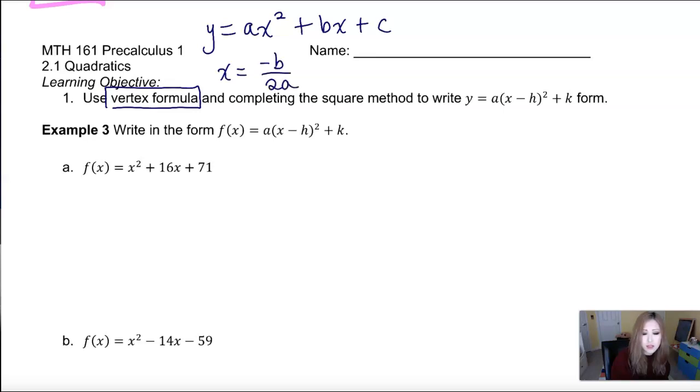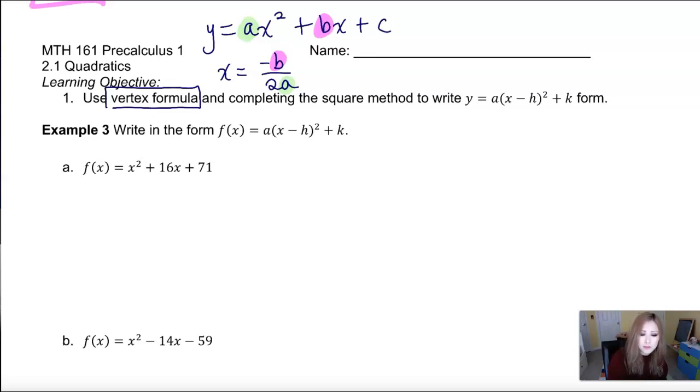So we use the b value first. We make the negative of that and put that on top, and we look at the a value, the leading coefficient. We multiply that by 2, and we make that the denominator. And that is how you find the x coordinate of the vertex.